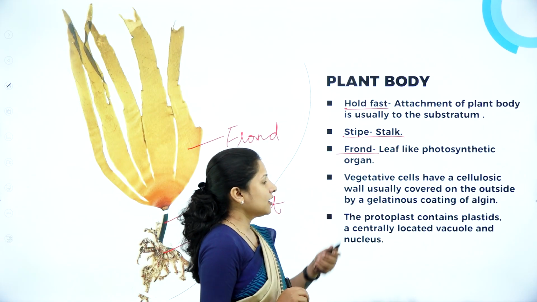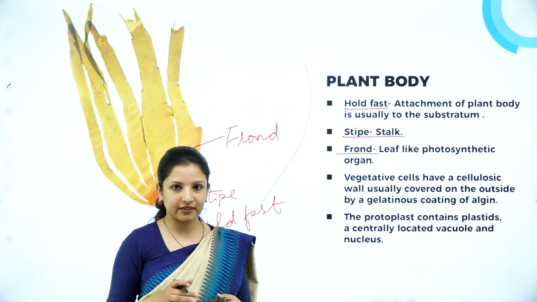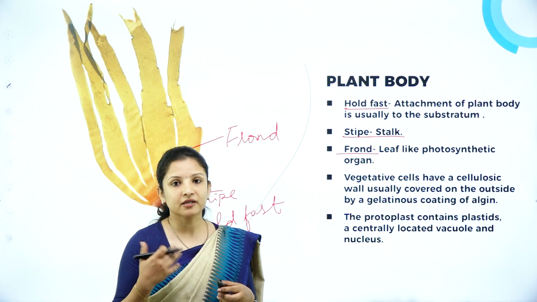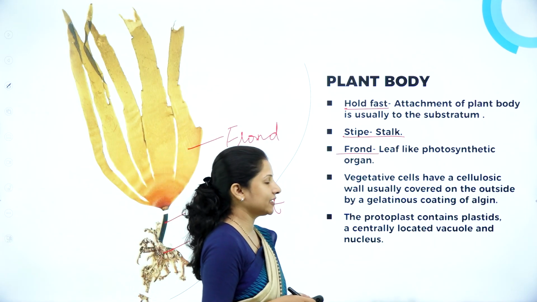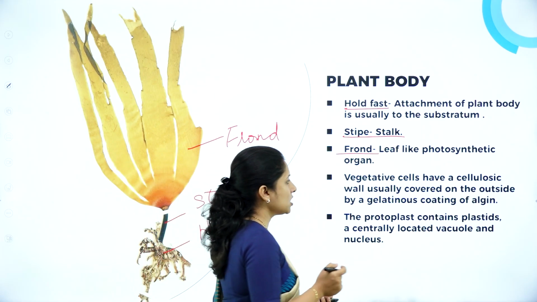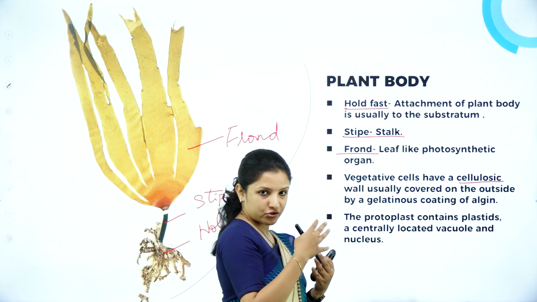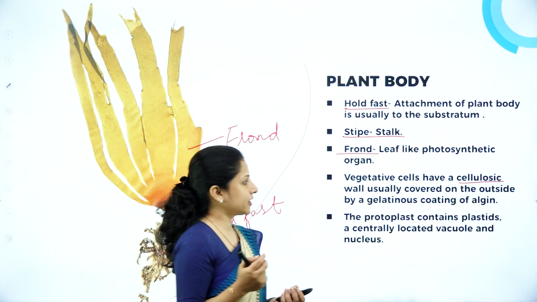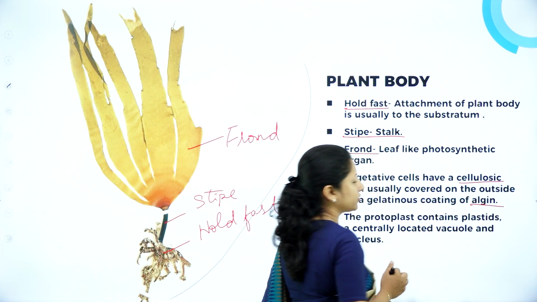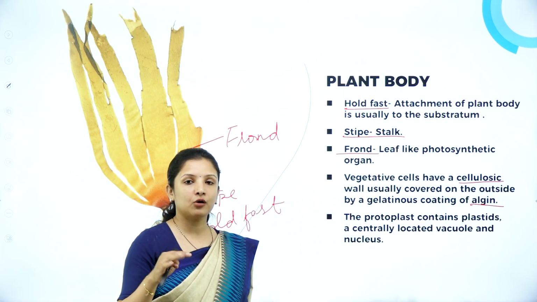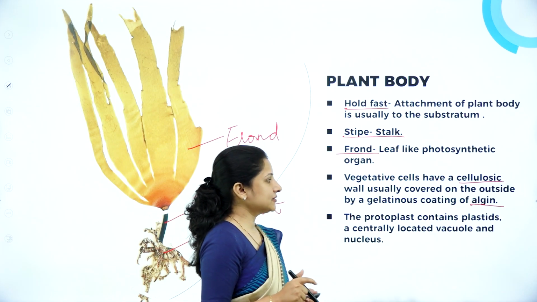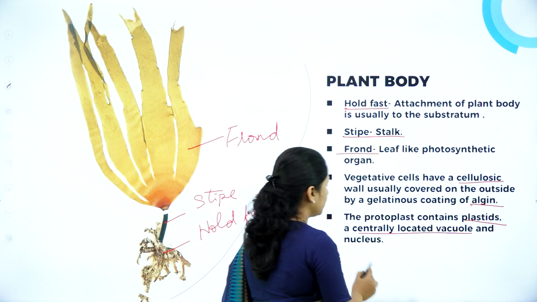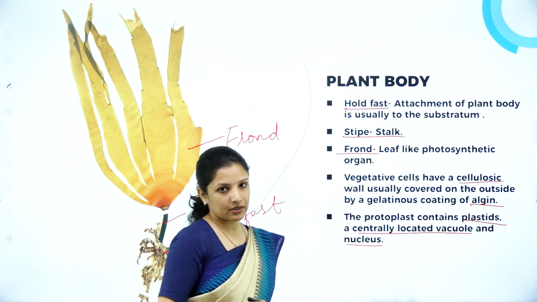So that is why. And apart from that, they have some vegetative cells. Vegetative cells are those cells or those parts of the algae which do not take part in the reproduction process. Those vegetative cells have a wall or covering made up of cellulose. After the cellulose, there is one more layer which is algin. So they have two layers, inner layer of cellulose and outer layer of algin. And the protoplast contains plastids. They have a centrally located vacuole and a nucleus which is pushed towards the periphery.